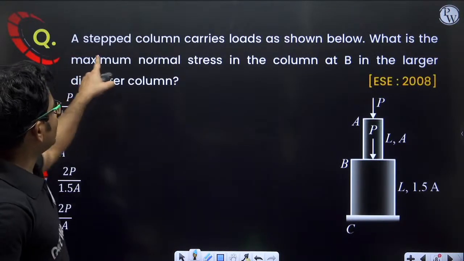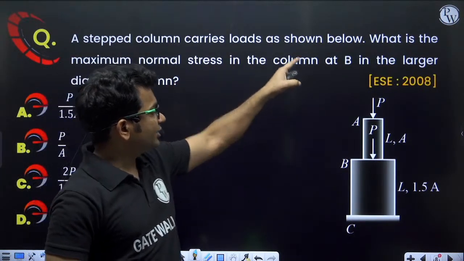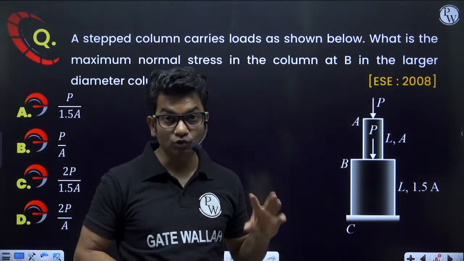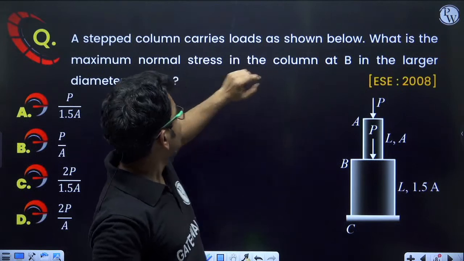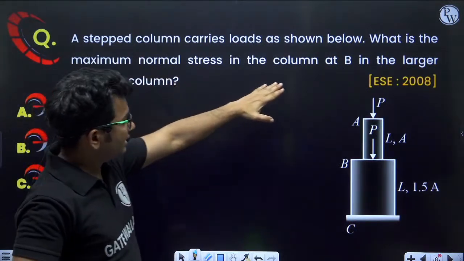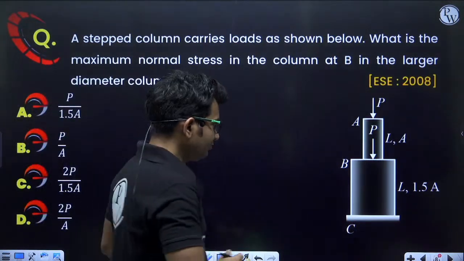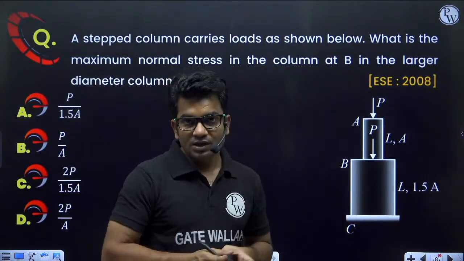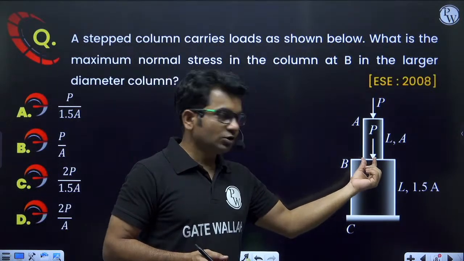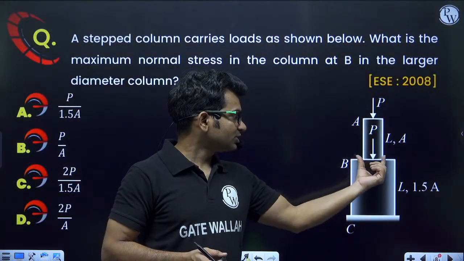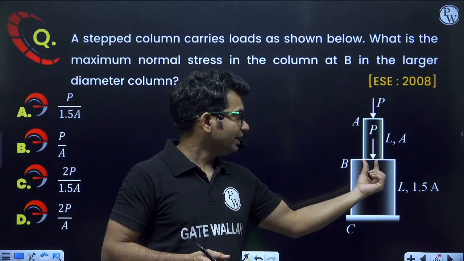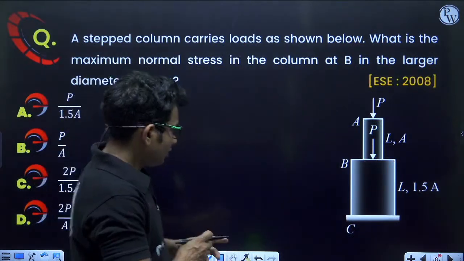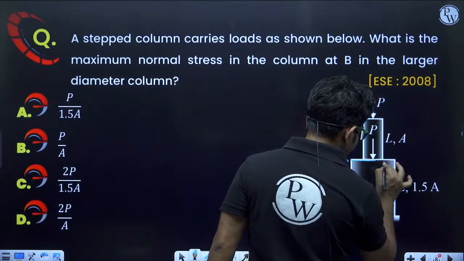So next question, a stepped column carries loads as shown below. Okay. So there are 2 loads acting here, P load and here P load. 2 loads are acting in the stepped column. What is the maximum normal stress in the column at B? So we have to calculate maximum stress in the column at B. So at B, there is junction between 2 columns. 2 cross sections can be possible at B. This smaller column, smaller diameter and larger. Okay. So at B in the larger diameter column. So we have to find out the stress here.